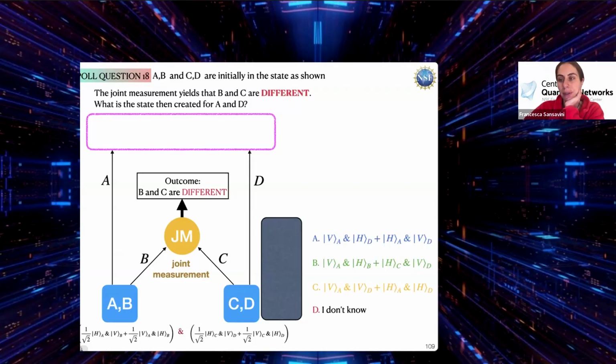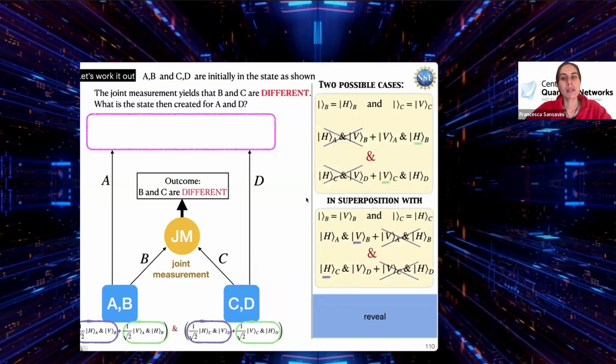Okay, so we have 50% said answer A, 26% answer B, 12% answer C. Let's see. And yeah, most of you got the right answer. Let's see why this is the right answer. So we proceed exactly in the same way as we did if the B and C outcome was the same. So we isolate the different polarization for the B and C case instead of the same polarization.